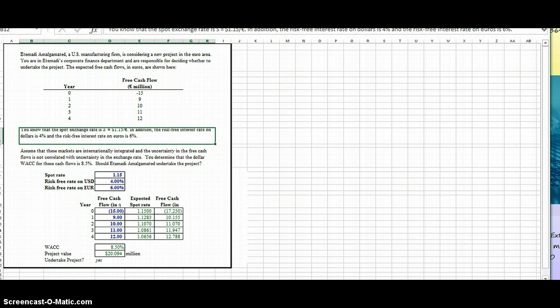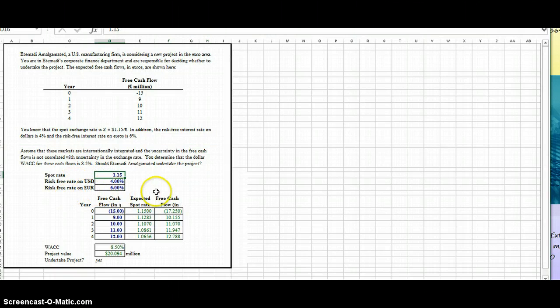Then they're going to give you some additional information. You're told what the spot exchange rate is. They're also going to tell you what the risk-free rate for dollars is and what the risk-free rate for euros is. So using that information, you're going to have to determine the net present value of this project. I'm suggesting you line up your information here.